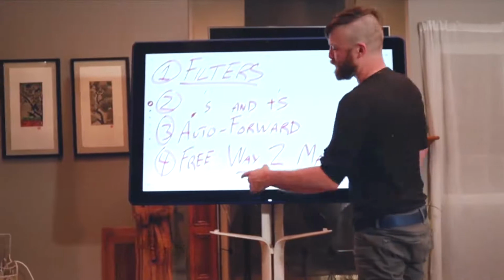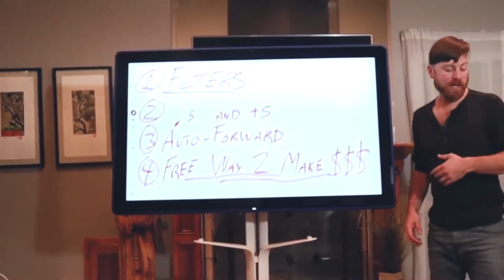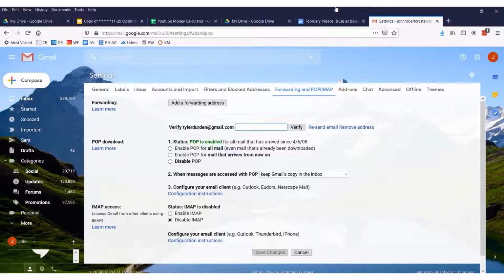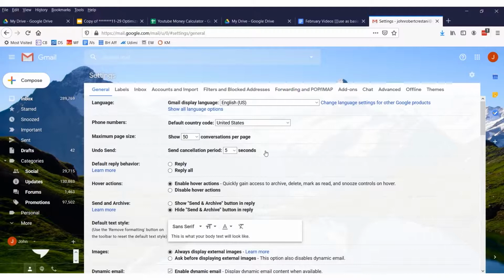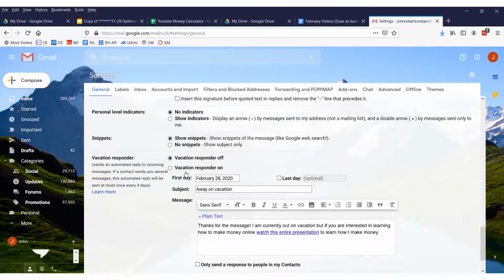Now, the last thing I'm going to go over is a pretty cool free way to make money with Gmail. So check this out. This is actually a feature within Gmail that is totally free, and it gives you an autoresponder, which is pretty neat. Now, I'll show you this real quick. Once again, under the settings icon, you want to go under the general area right here, and if you scroll down to the bottom, you will actually see something called the vacation autoresponder, this whole section right here.